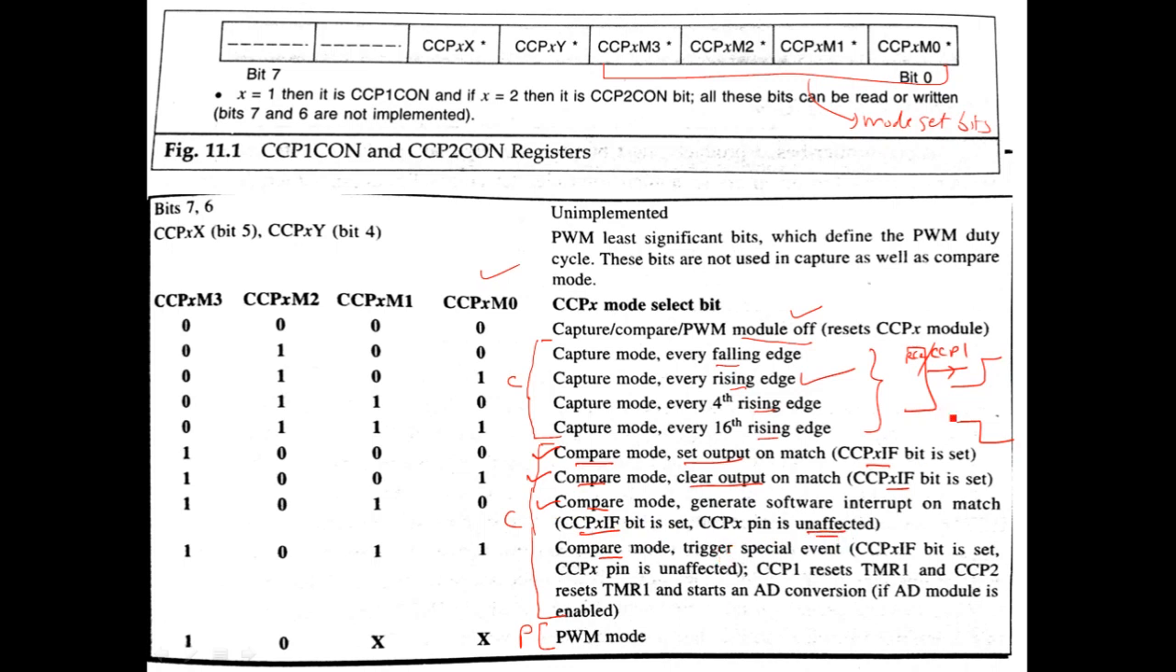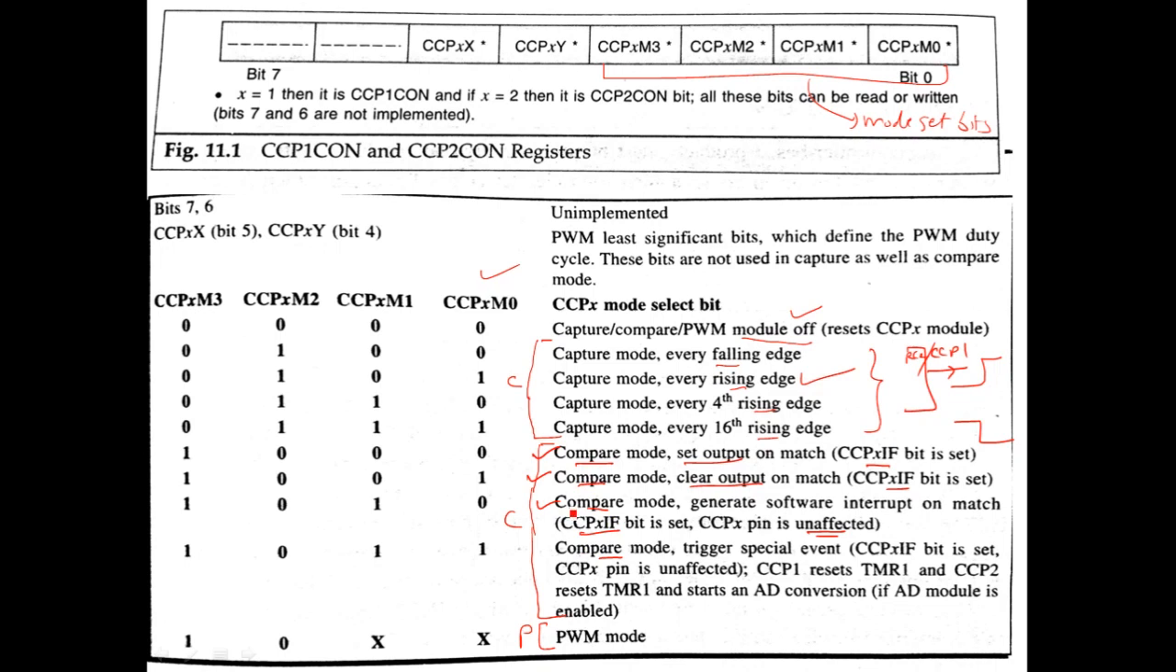There will be no change in the status of the pin. Only if you select this option, when the match occurs, when the timer count matches with the CCP count, the interrupt flag will be set and interrupt will be generated. So you can understand that these modes are available for generating certain delays, right?